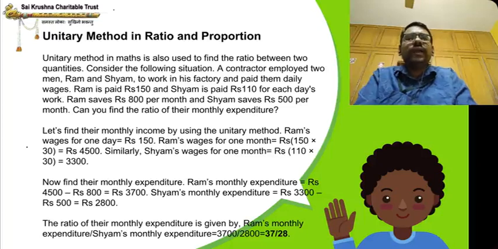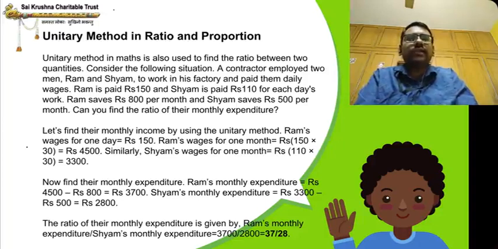Now, find their monthly expenditure. Ram's monthly expenditure is rupees 4,500 minus 800, since he saves 800 per month. So expenditure is 4,500 minus 800, which is rupees 3,700. Shyam's monthly expenditure is 3,300 minus 500, which is 2,800.